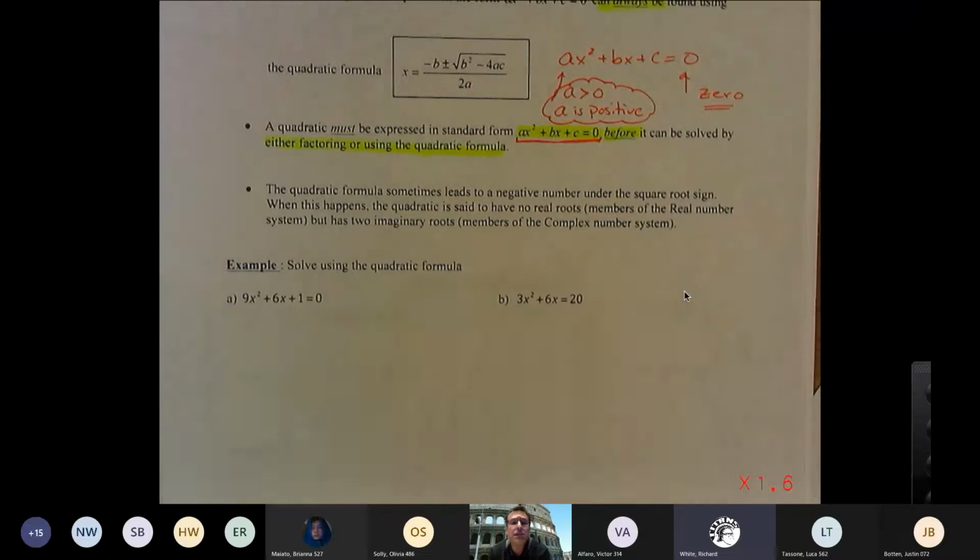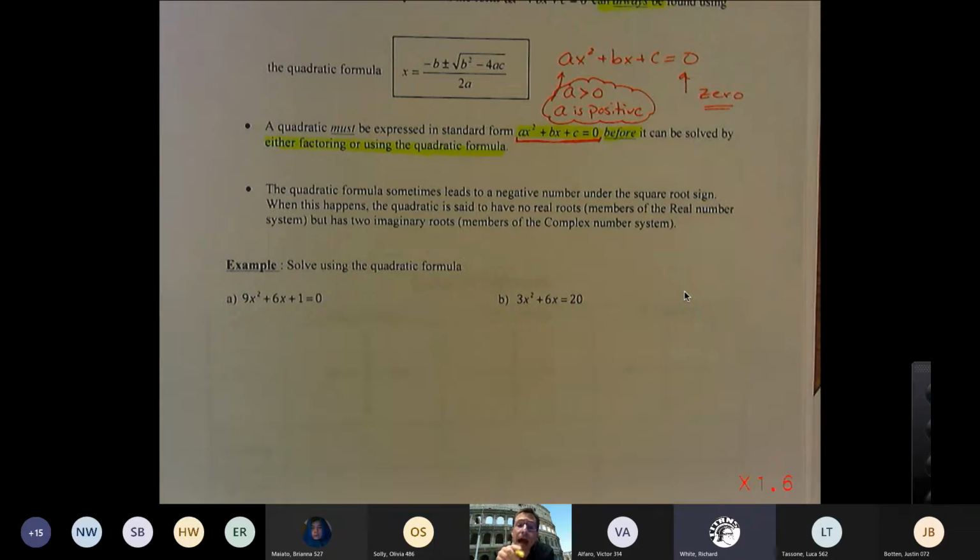The quadratic formula sometimes leads to a negative number under the square root sign. Now, I had you watch 3 videos on the weekend. A negative under the square root sign. Your grade 10 teacher used to say, yeah, that's an error, we're not going to do that. They used to say there's no answer. That's not true. Now, if I was teaching grade 10, I would have said the same thing. But you're in grade 11 now, and we're introducing you to a new number.